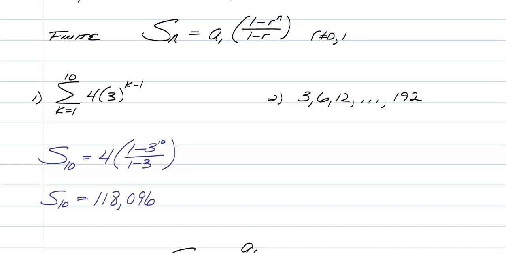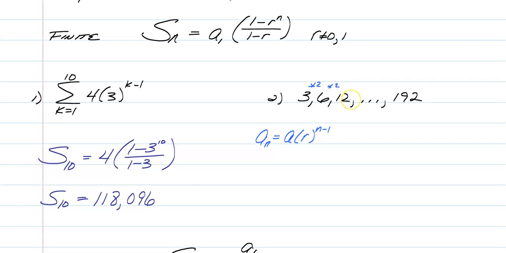The second example, however, is a little bit different because we have to go back to our geometric sequence formula. And if you forgot what that was, that is the one where we have a sub n is equal to a times r raised to the n minus 1. The reason we need to do this is because we need to figure out how many terms we have. We can clearly see we're multiplying by 2, so our rate is going to be 2.